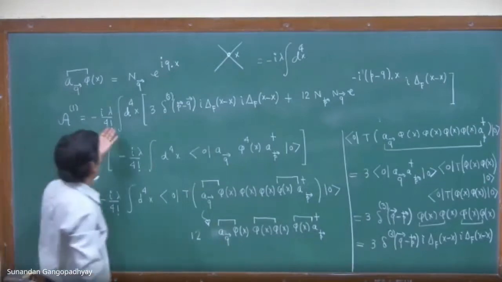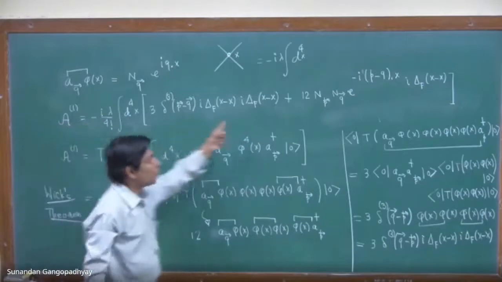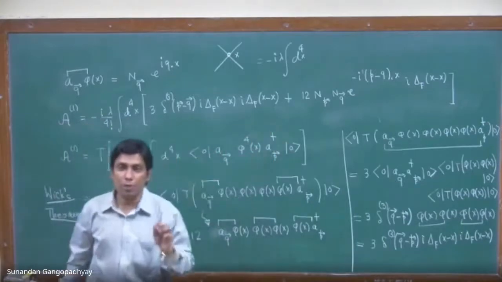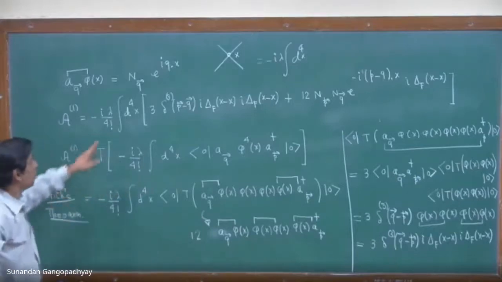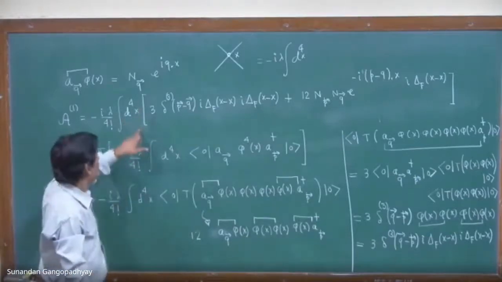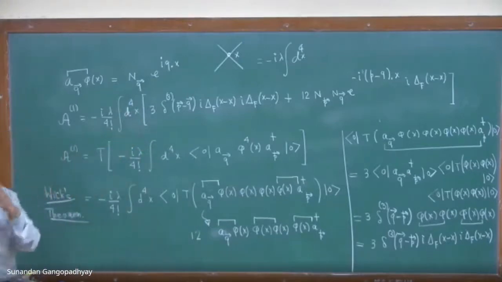You can see why it is like that, because this A1 is a term calculated up to first order in the coupling constant, first order in the perturbation theory. Therefore, it has only one vertex, and for one vertex, you can see there is an integration over d4x. Okay.